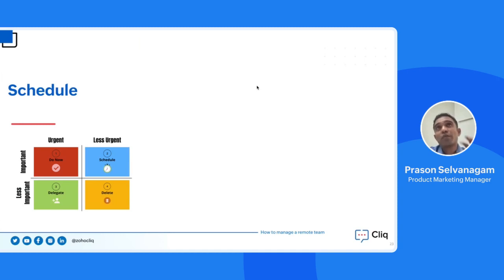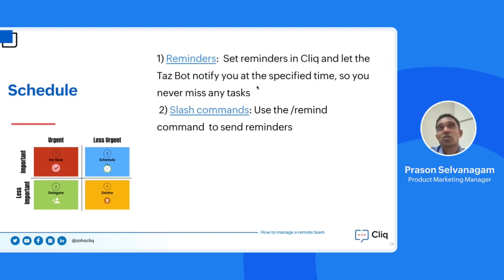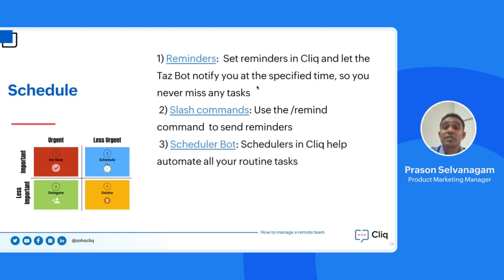The second one is work that is less urgent, but really important. So you don't have to do it immediately, but you definitely have to do it. These are the kind of work that you can schedule, so that you finish your important work on Monday and Tuesday, and you can take this later on Wednesday, Thursday, and Friday. Reminders is one of the features from Zoho Cliq which you can use to remind yourself, okay, in the middle of the week, you have to come back to this work. There are slash commands you can use to send reminders, and you can also schedule bots.